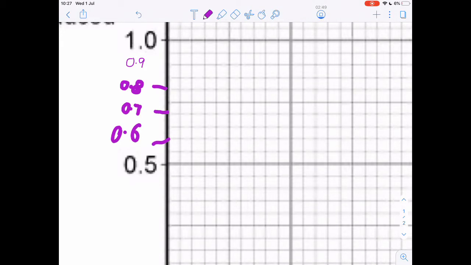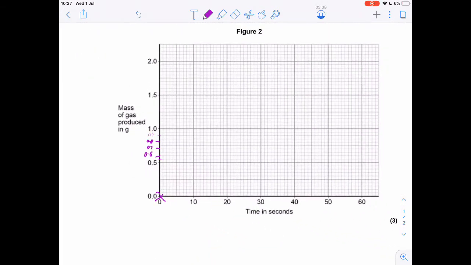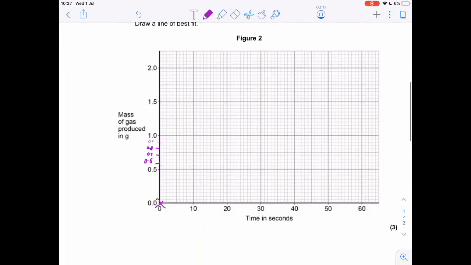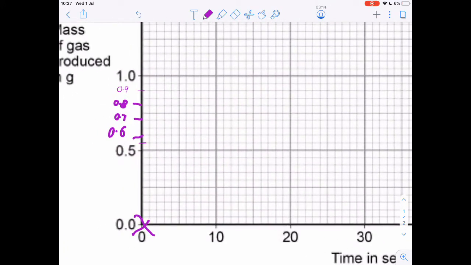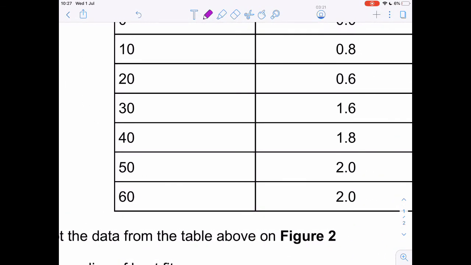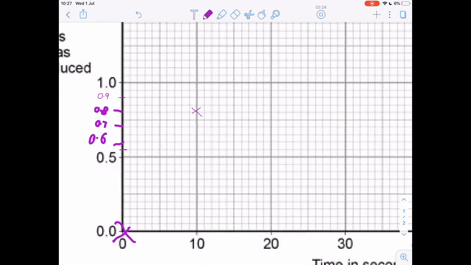So as you're going up, every 2 squares is worth 0.1, so every actual square is 0.05. That's half of 0.1. So it said 10, 0.8. So you're going to go 10 up to 0.8 and put a cross there. Then it's 20 and 0.6. So you're going to go along from 0.6, because that was 2 above the 0.5, and you're going to put a cross there.